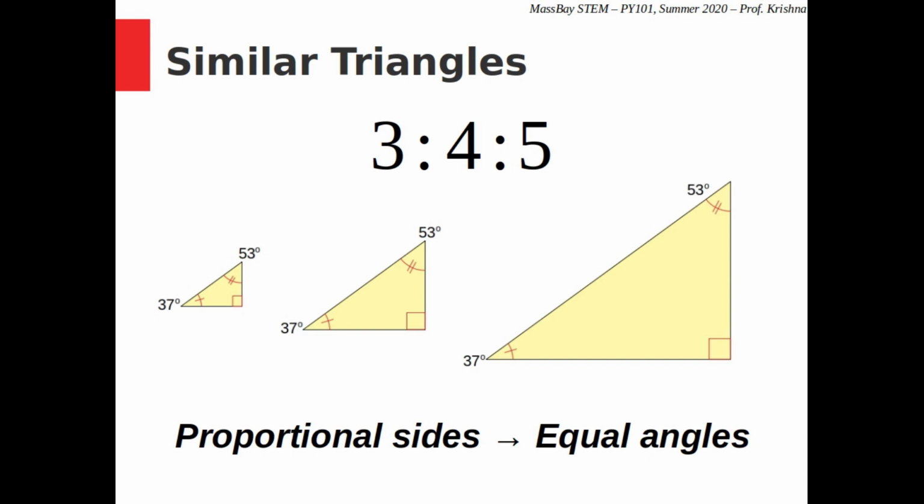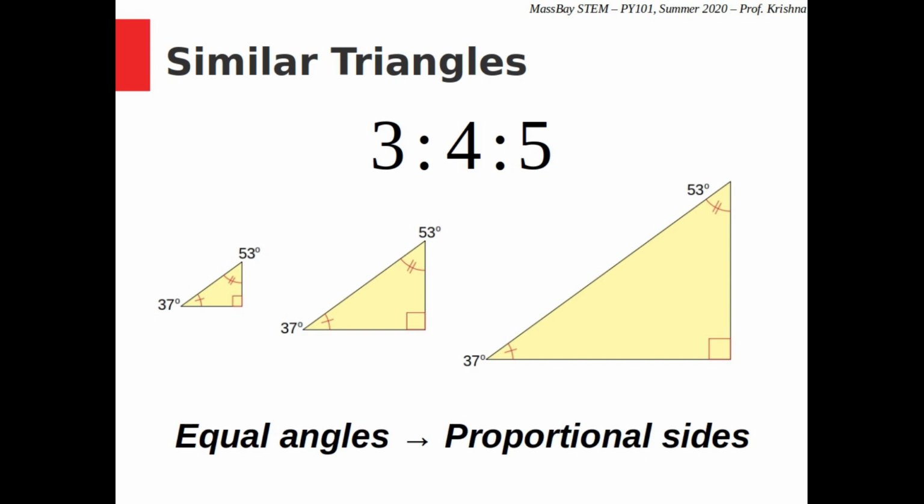Now, let's take that statement and turn it on its head. If you know that the angles in a triangle are 37, 53, and 90 degrees, then the sides must have the proportion 3:4:5. More generally, this reverse statement says, if the angles in two triangles are equal, the sides must be proportional.